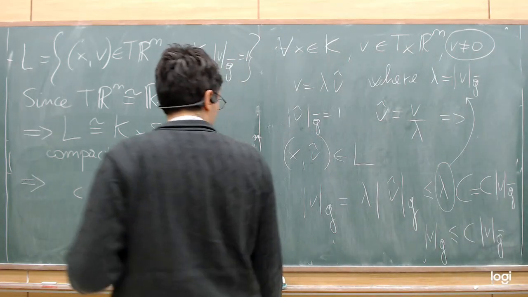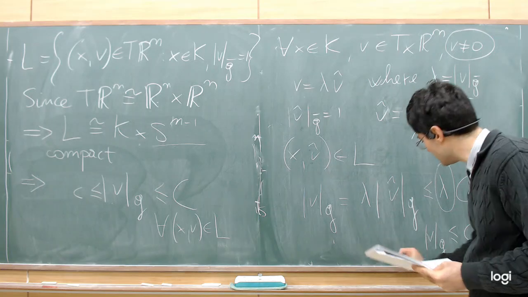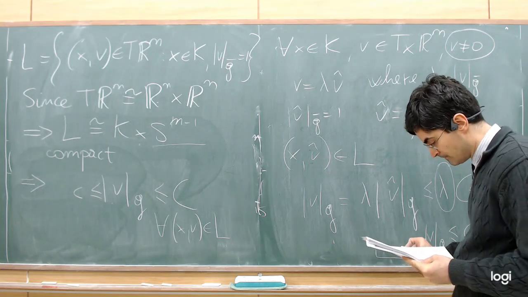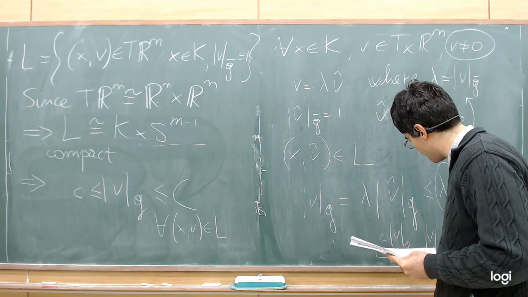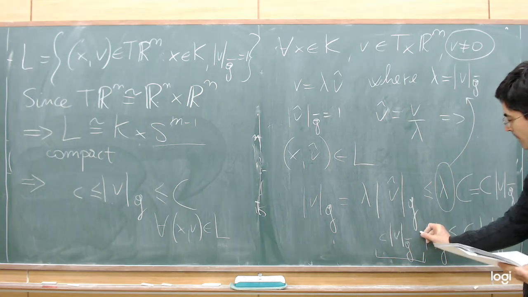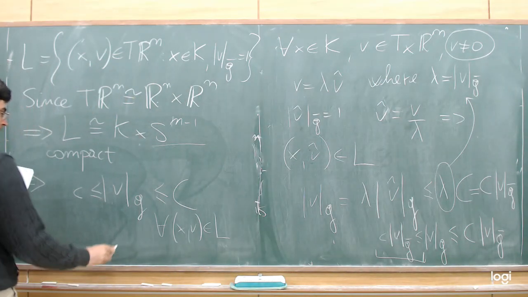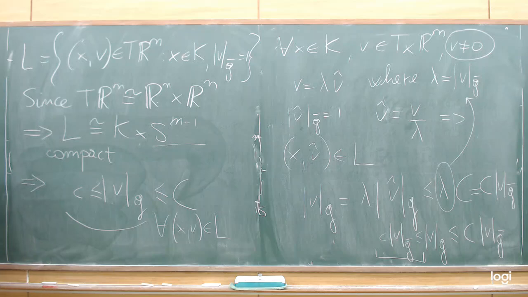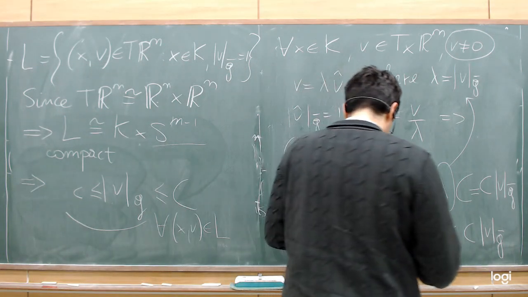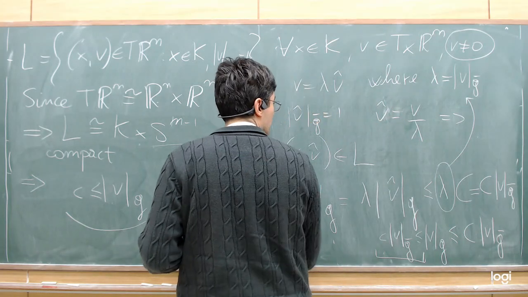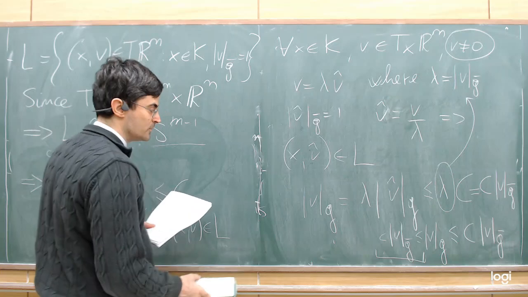Instead, for proving the other inequality, that is this one, you proceed in the same way using this inequality. And this is the end of the proof.